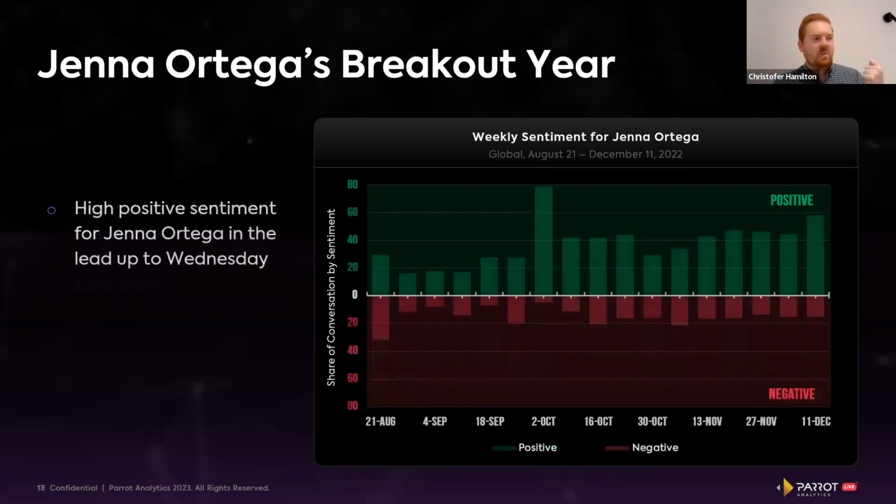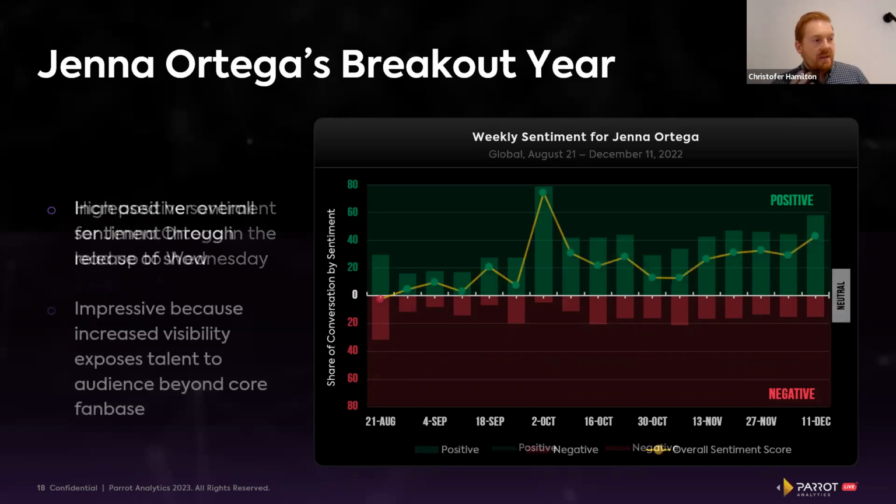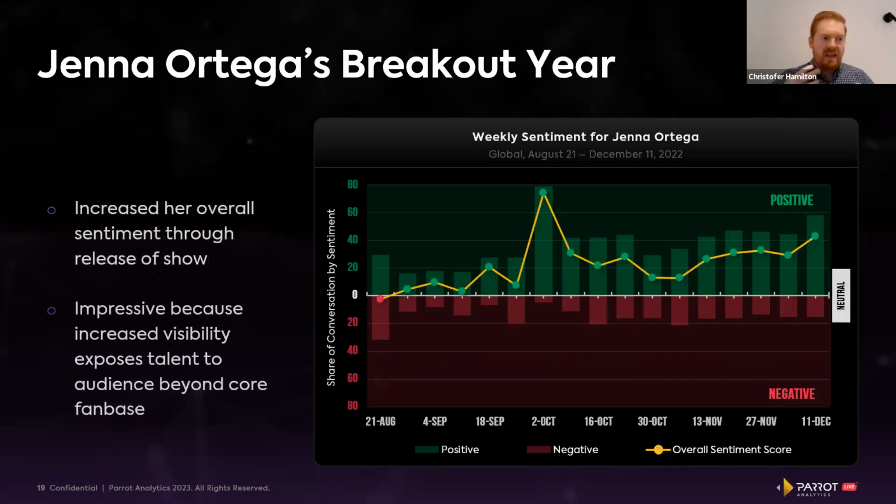We can also combine that with negative sentiment. So here we have the negative share of conversation. And when you combine those two things, you can end up with an overall sentiment score. So basically how audiences feel on net about a talent. What do we see with Jenna Ortega? We see that there is a pretty clear upward trajectory. That means that she was able to make audiences feel more positive about her in the lead up to Wednesday's premiere and even after it premiered.